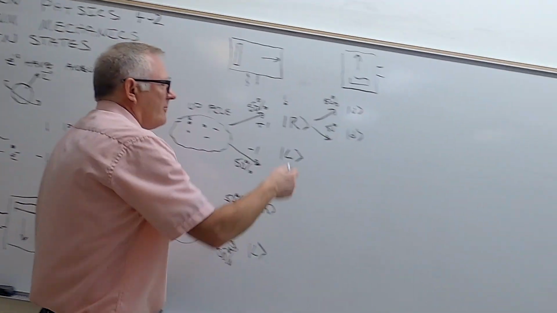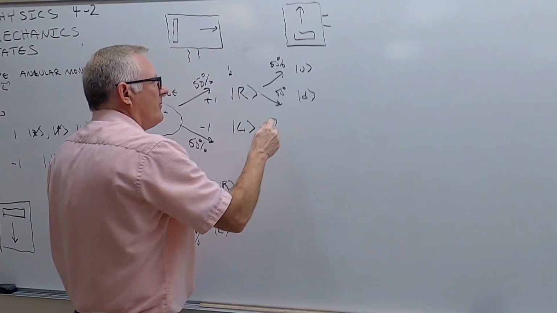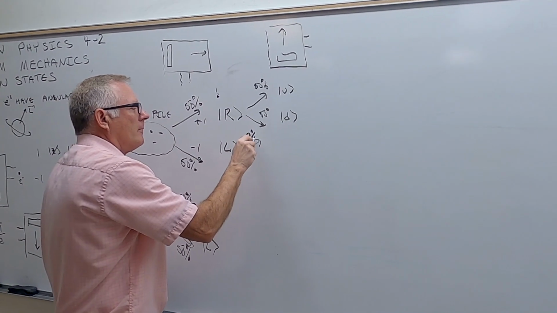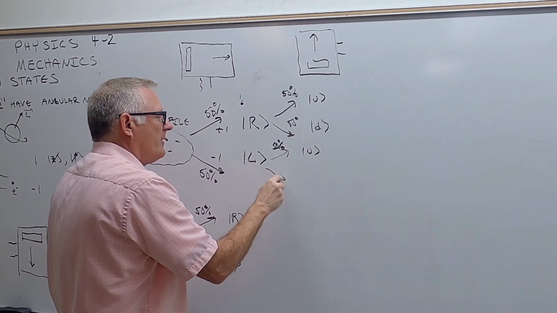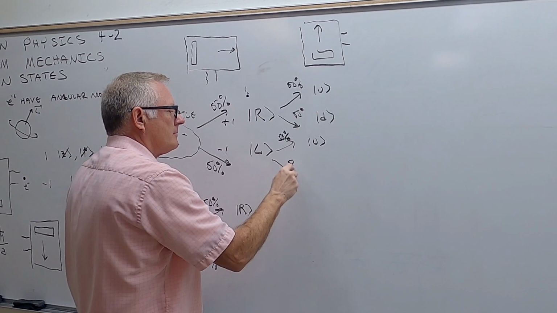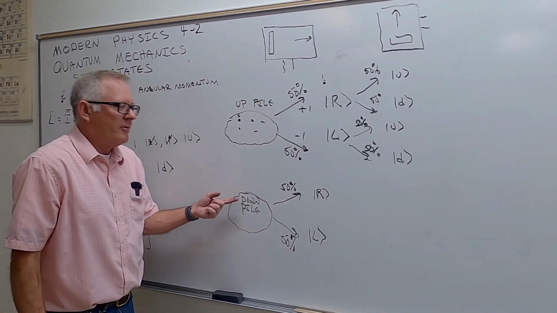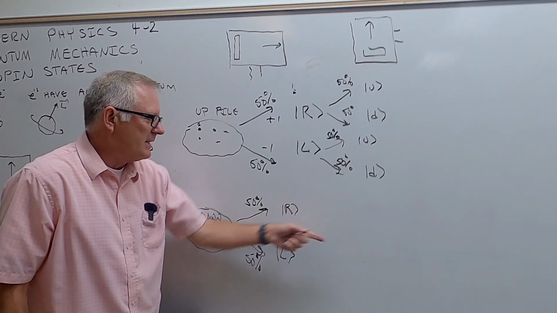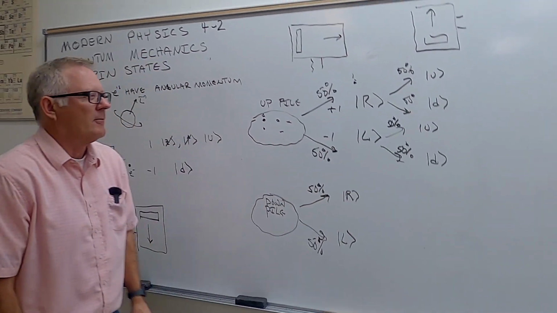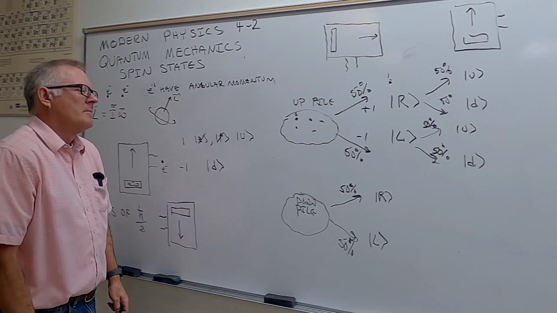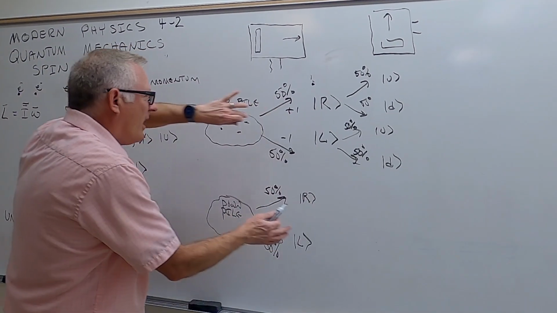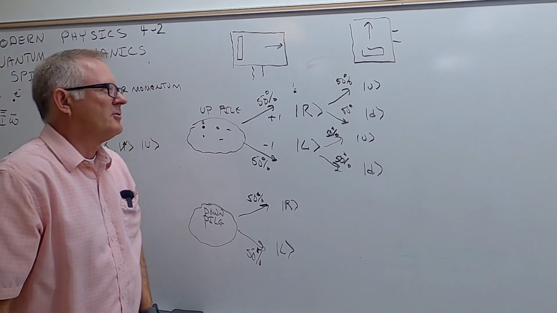Well, what would this one give me? This one would give me 50% up, 50% down. What would this one give me? 50% up, 50% down, 50% up, 50% down. And again, they've lost all their previous history.